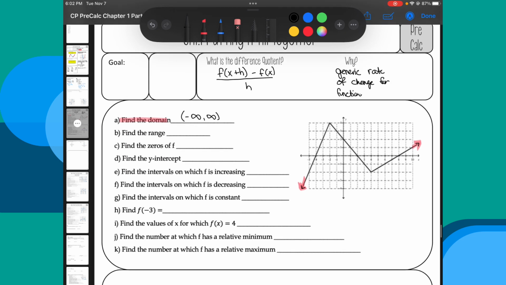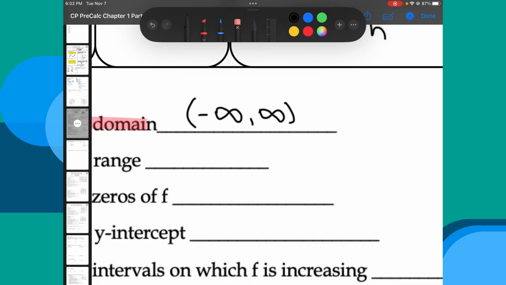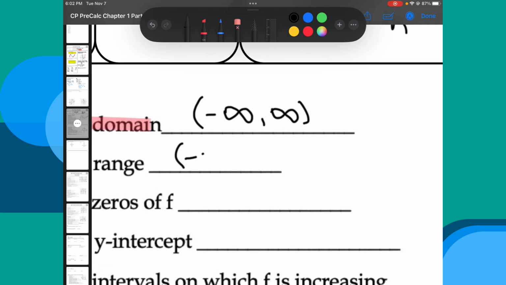The range is the bottom and the top of our graph. So we can see that this side of our graph is headed down, this side is headed up. So our range is from negative infinity to positive infinity.